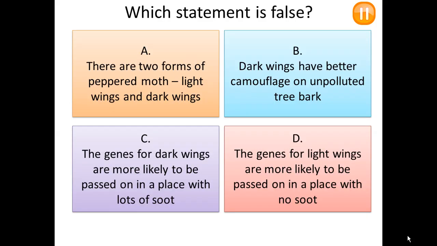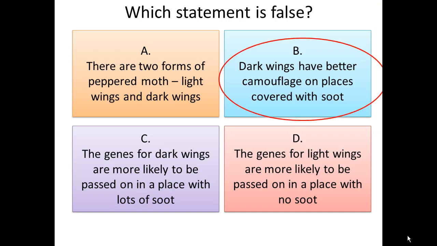Okay? So, the next task: which statement is false? Go through the 4 options and pick the one that you think is the right one. Please pause the video. Okay, so the right answer to which statement is false is B, because it says dark wings have better camouflage on unpolluted tree bark, but dark wings are better camouflaged on places covered with soot.